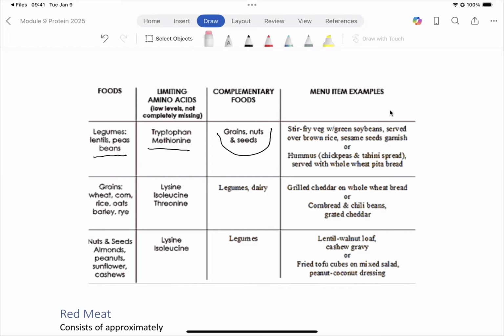Because you can see here, some of these things are nuts and seeds, for instance, which are not nearly as digestible as animal proteins, which are almost 100% digestible. Nuts and seeds, not so much because of the fiber. Anyway, we'll talk about this again later on.